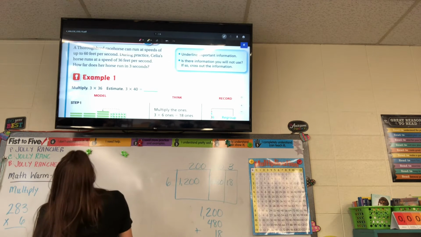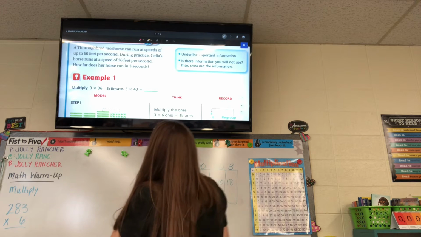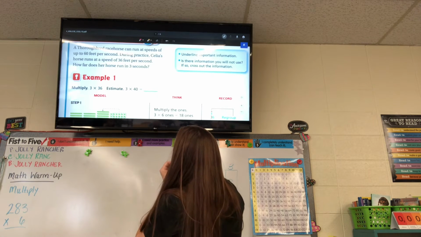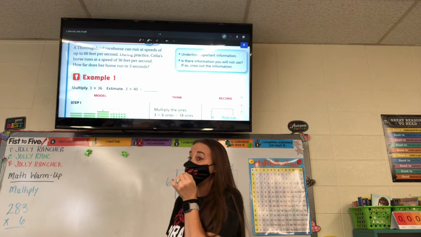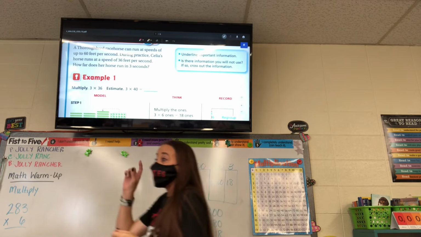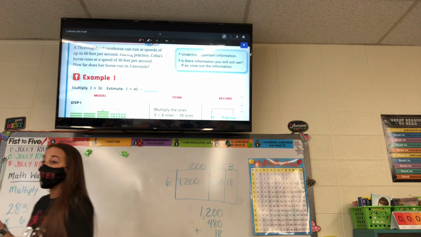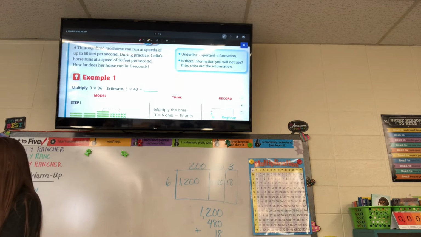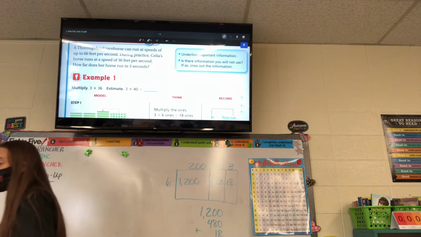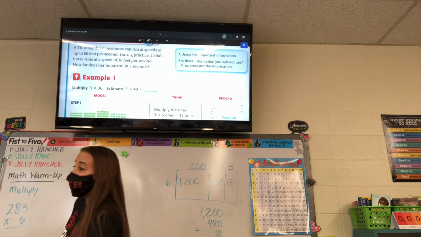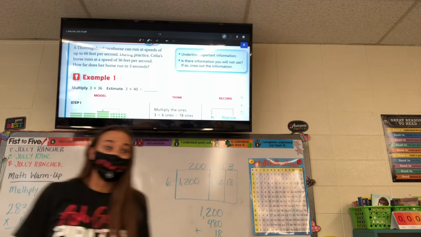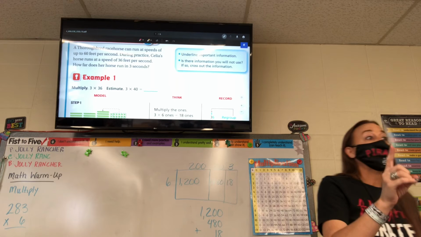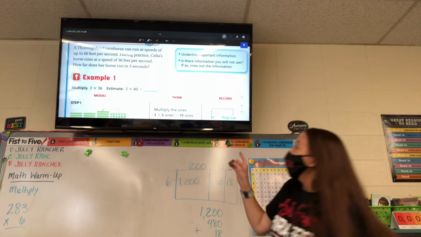Okay, so a thoroughbred racehorse can run at speeds of up to 60 feet per second. Okay, so think about that for a second. How fast is a second? They can go 60 feet. That's like 1, 2, 3, 4, all the way up to 60. They can run that fast, 60 feet in 1 second. Can you imagine? No. Okay.